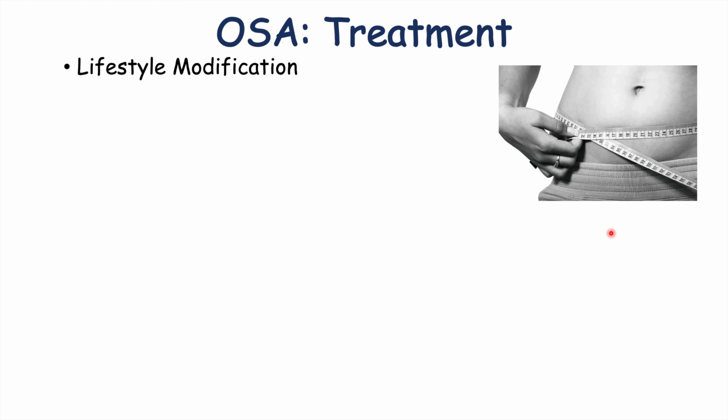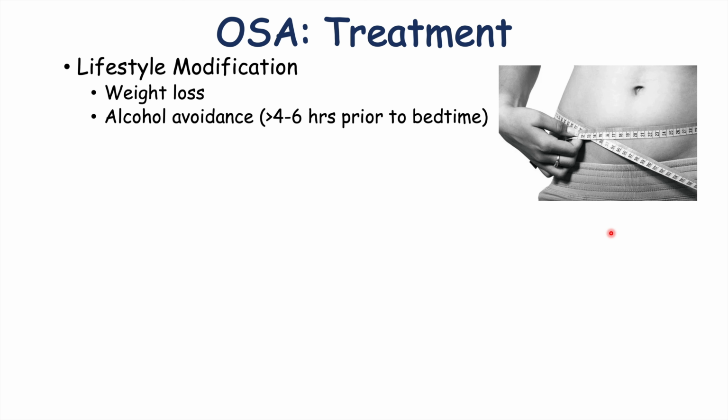Now that we know how obstructive sleep apnea is diagnosed, how do clinicians treat it? So oftentimes, lifestyle modification is going to be employed. So lifestyle modification is going to be non-invasive modifications in a patient's life. One of them is going to include weight loss. As we mentioned before, obesity is going to be an important risk factor for getting obstructive sleep apnea. Alcohol avoidance is also important, especially 4 to 6 hours prior to bedtime.